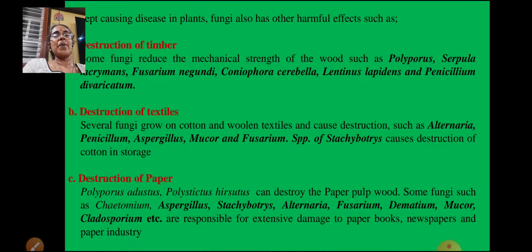Apart from causing diseases in plants, fungi have other harmful effects, such as causing destruction of timber. Polyporus, Serpula, Fusarium, Coniophora, Lentinus and Penicillium destroy the timber, reducing the mechanical strength of the wood. Several fungi such as Alternaria, Penicillium, Aspergillus, Mucor, Fusarium and Stachybotrys cause the destruction of cotton and woolen goods in storage. Some species like Aspergillus, Alternaria, Fusarium, Dematium, Mucor, Cladosporium, Chaetomium, etc., are responsible for extensive damage to paper, books, newspapers and the paper industry.